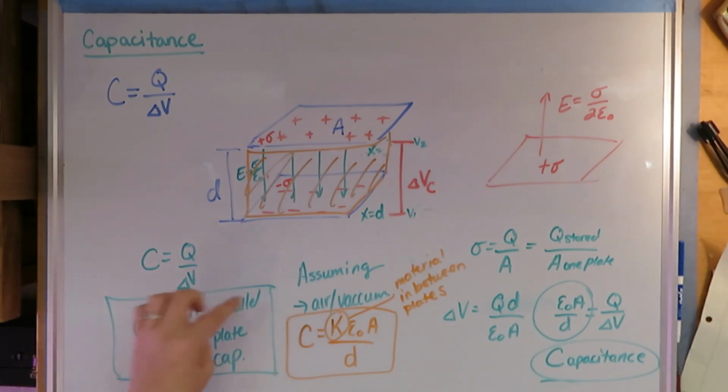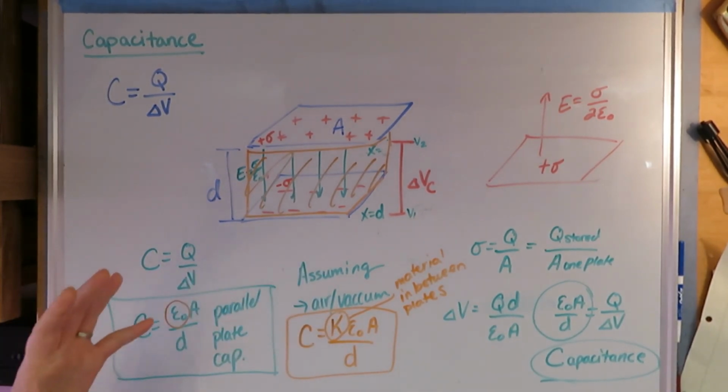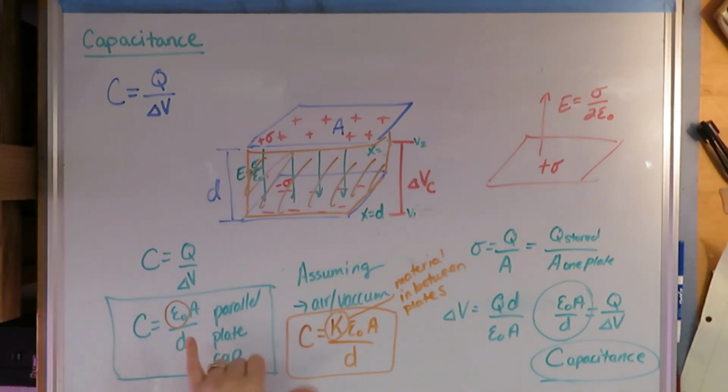So kappa for air and vacuum is 1, essentially. So that's why these are equivalent equations. This one just covers more cases where it's not just air in between those plates. And once again, this is only for a parallel plate capacitor. You're going to do derivations for cylindrical and spherical capacitors later.